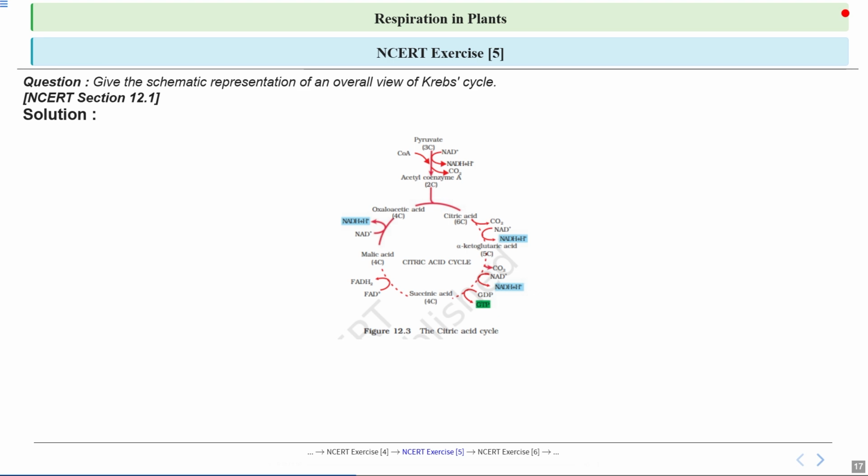Succinic acid is then converted to malic acid, which is a 4-carbon compound, and during this process, FAD plus is converted to FADH2. Followed by this, what happens? Malic acid is converted back to oxaloacetic acid. And in this process, NAD plus is converted to NADH plus H plus. And then the cycle continues. Oxaloacetic acid is regenerated. So then again, it is condensed with acetyl coenzyme A to produce citric acid.